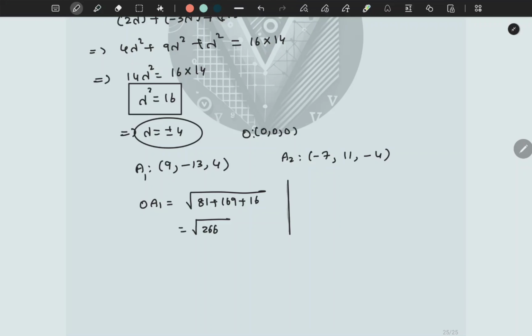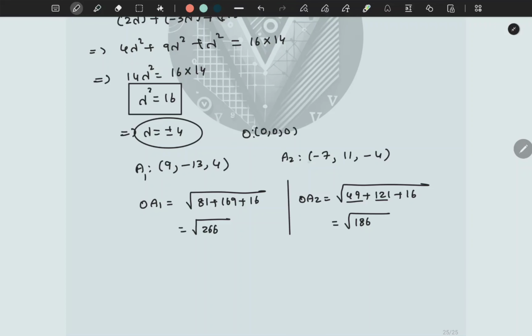Yeah, and now we will find OA2. That should be minus 7 whole squared is 49, plus 11 squared is 121, plus minus 4 whole squared is 16. So 121 plus 49 is 50 plus 120, that is 170. 170 plus 16 is 186, if I am right.